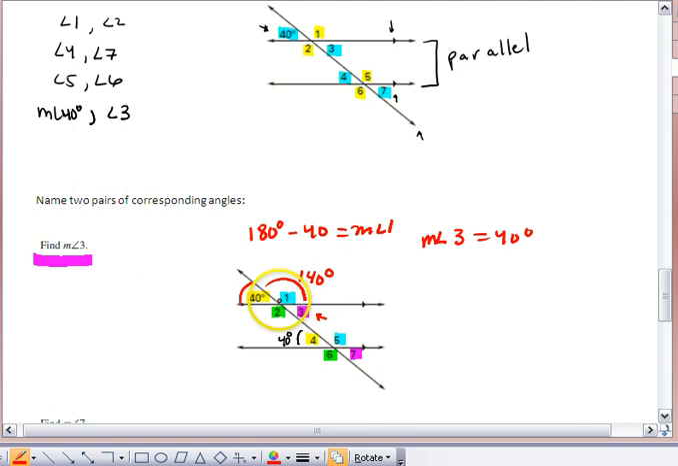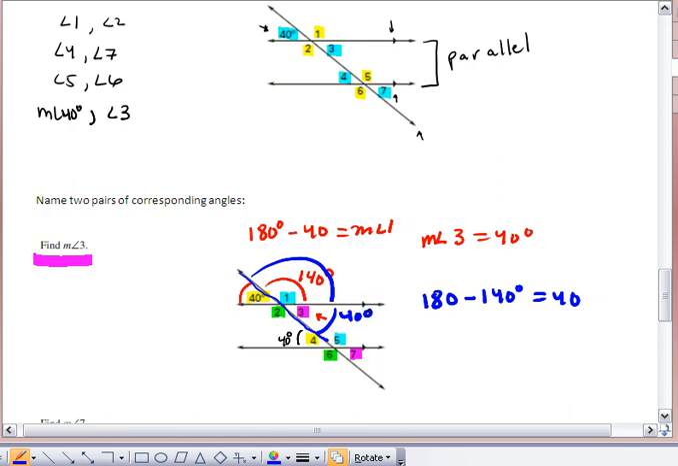Well, this angle here, angle 1, and angle 3 also form a line right here. So that means that angle 1 plus angle 3 is 180 degrees. So 180 degrees minus 140 degrees would give us 40 degrees. So that proves that angle 3 is 40 degrees.